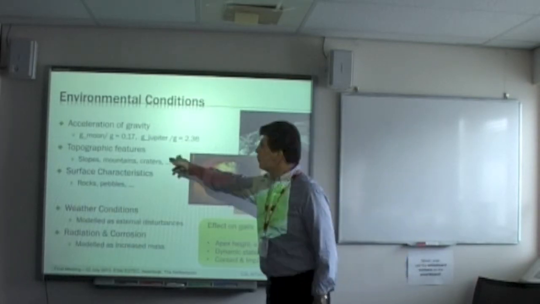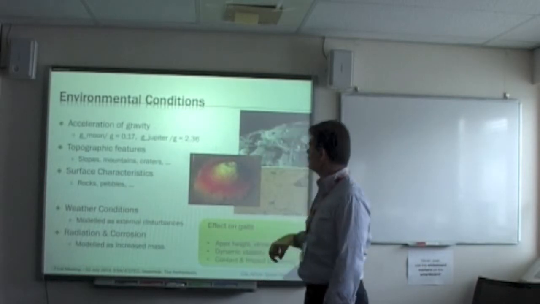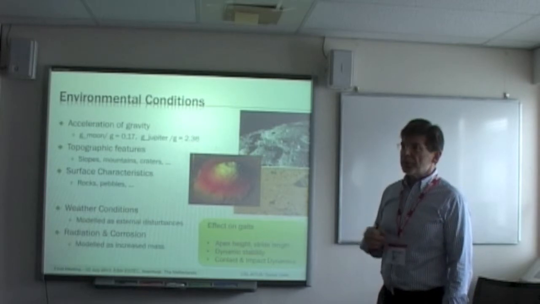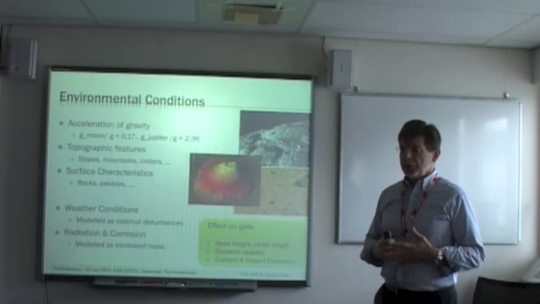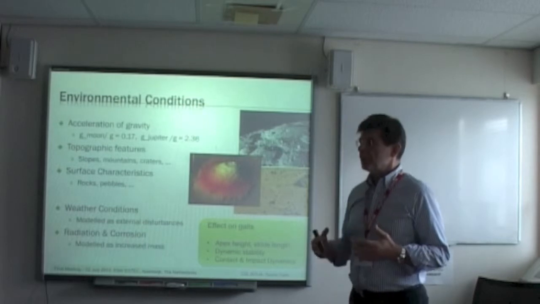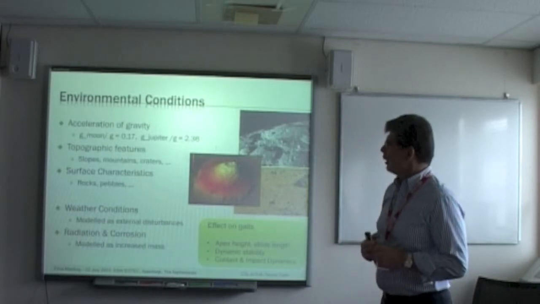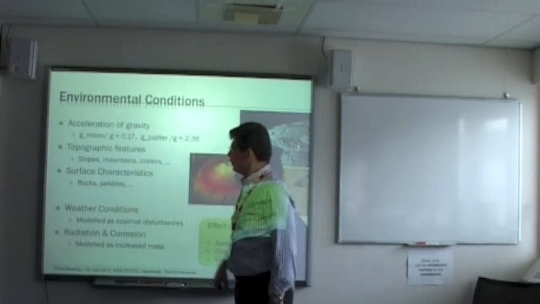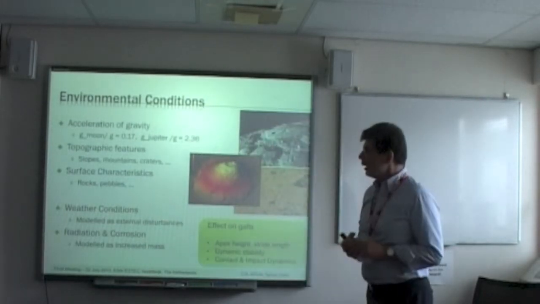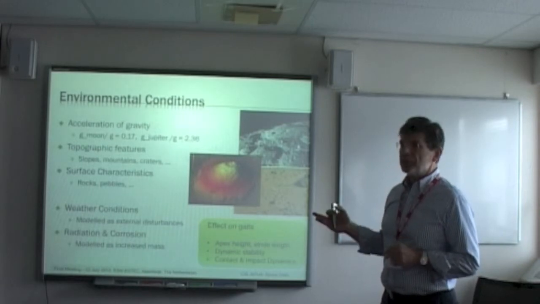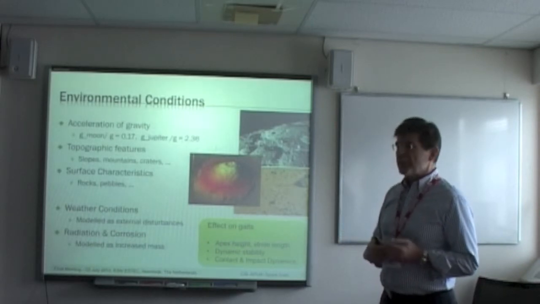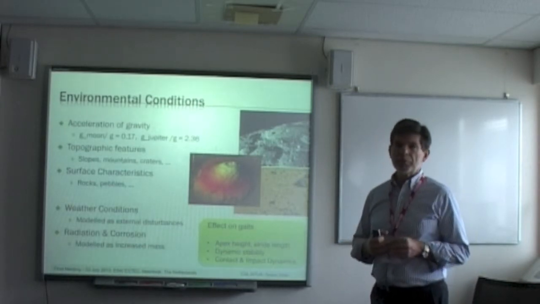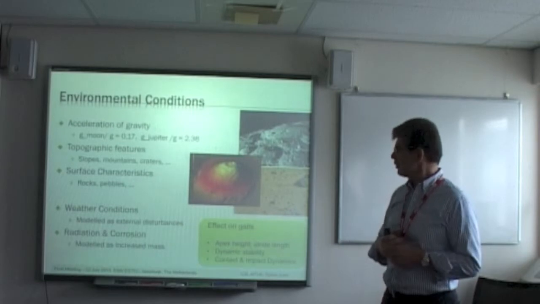Then we have topographic features like slopes, mountains, and craters, which are important. These restrict the gaits that you can have and the speeds that you can have. You can also have special characteristics like rocks, pebbles, and so on, and secondary effects like weather conditions, which can be modeled as external disturbances, and corrosion and radiation, which can be modeled as changes in the mass of the system.